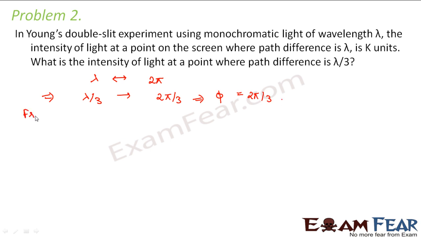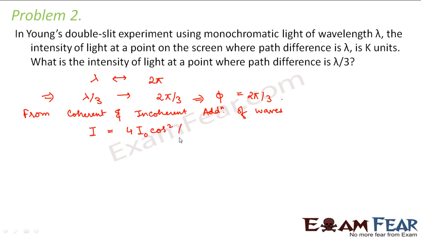So from coherent and incoherent addition of waves, which we studied before, what did we find? We found that the intensity becomes equal to 4I naught cos square phi by 2, where phi is the phase difference. So from this we can say I is equal to 4I naught cos square pi by 3. So cos pi by 3 is 1 by 2. So cos square pi by 3 will be 1 by 4. This comes out to be I naught.